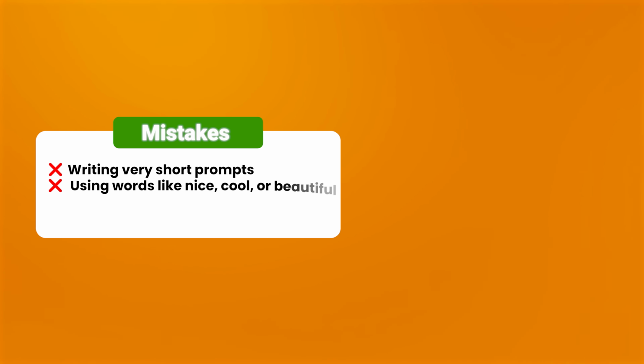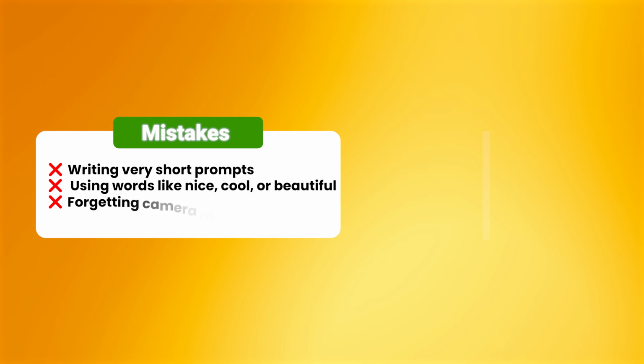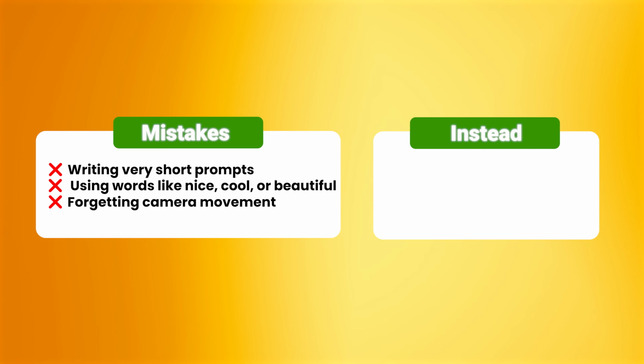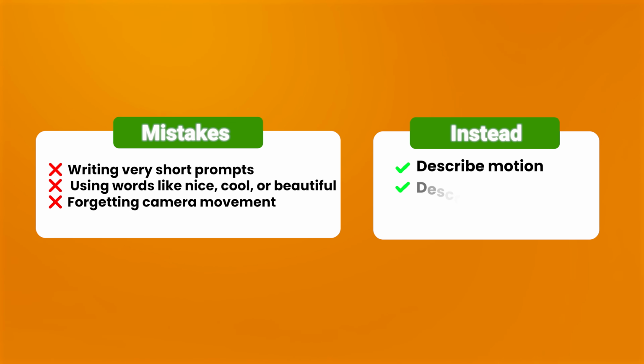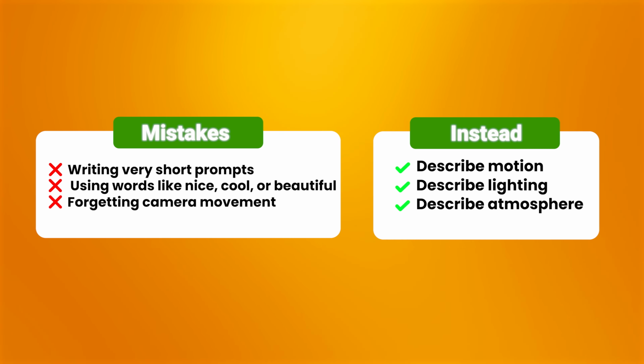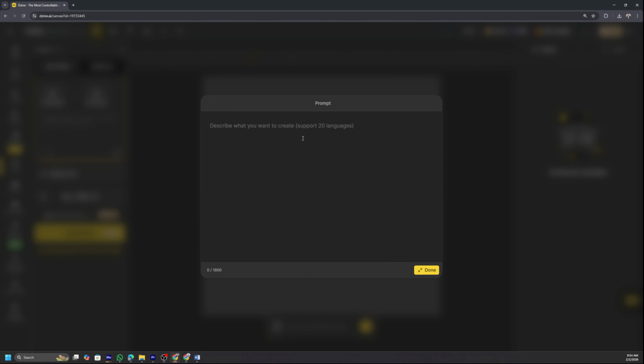Let me quickly share common beginner mistakes: writing very short prompts, using words like nice, cool, or beautiful, or skipping camera movement. Instead, always describe emotion. Describe lighting. Describe atmosphere. Now, let me show you a more advanced prompt.